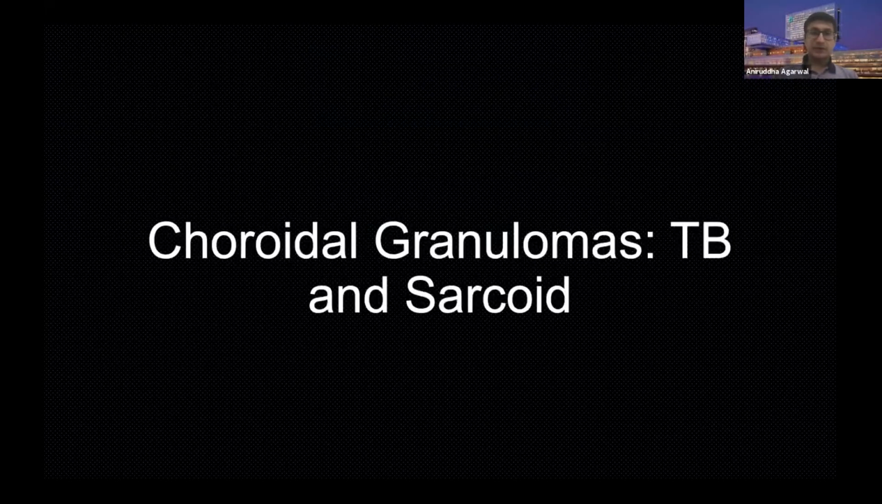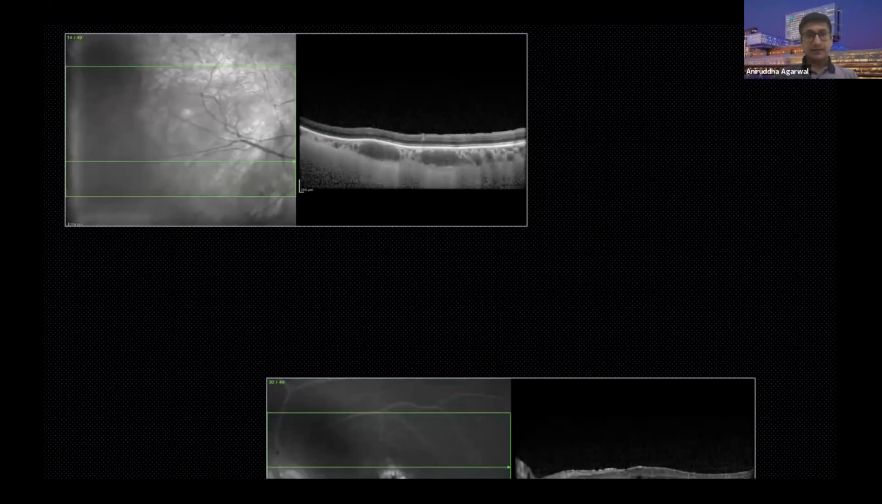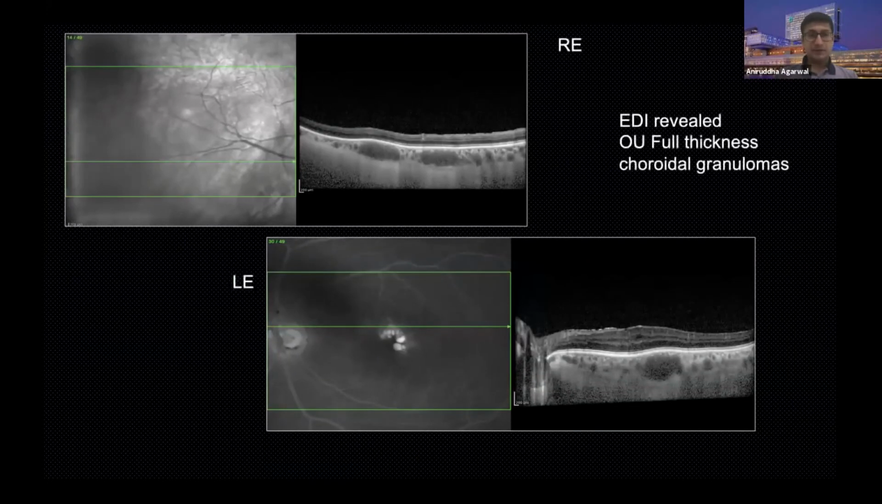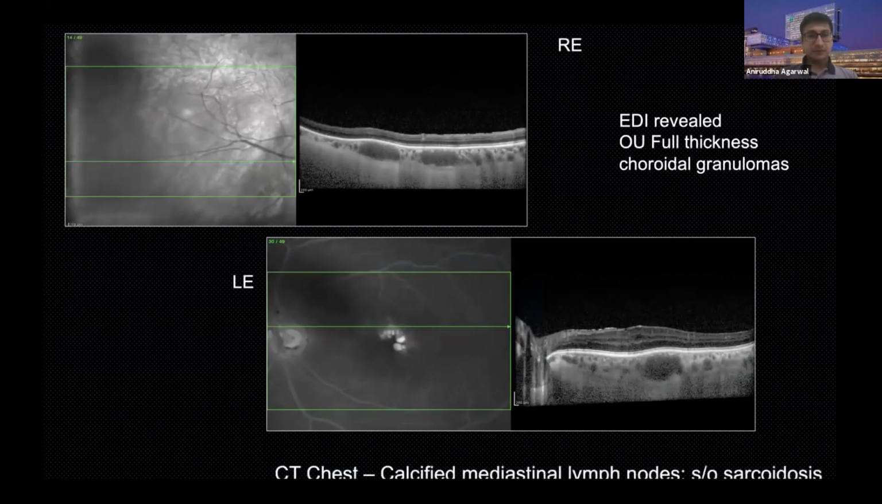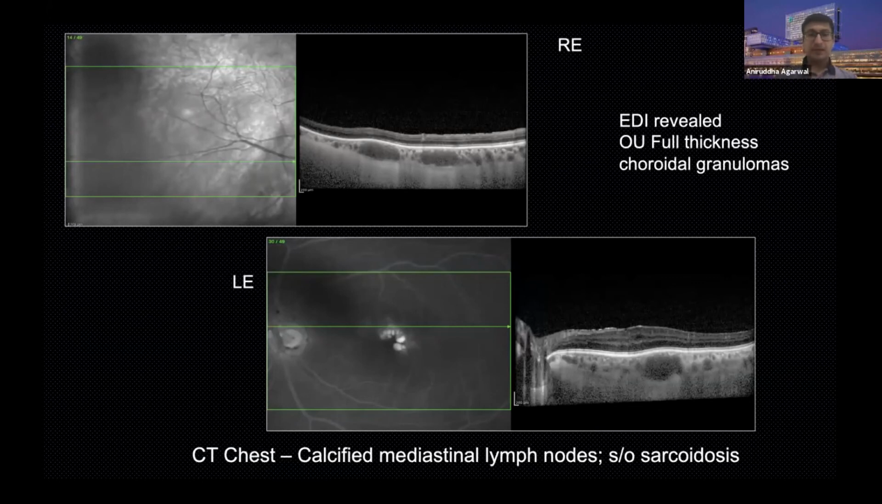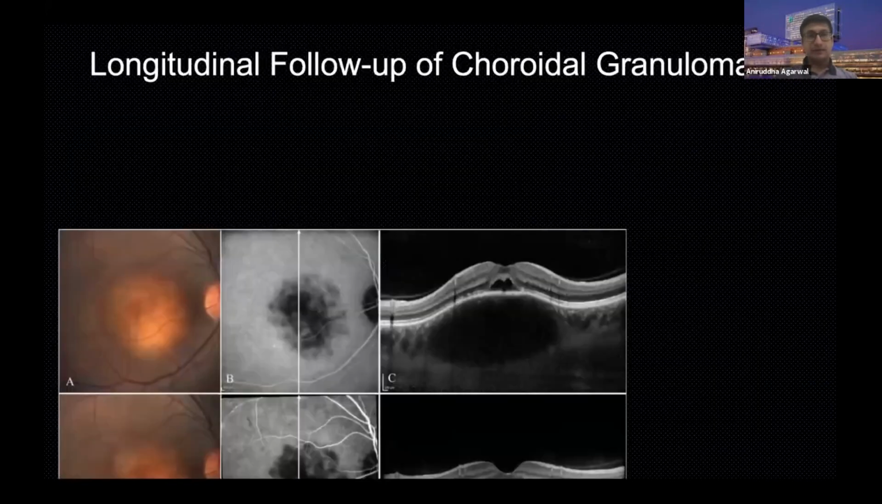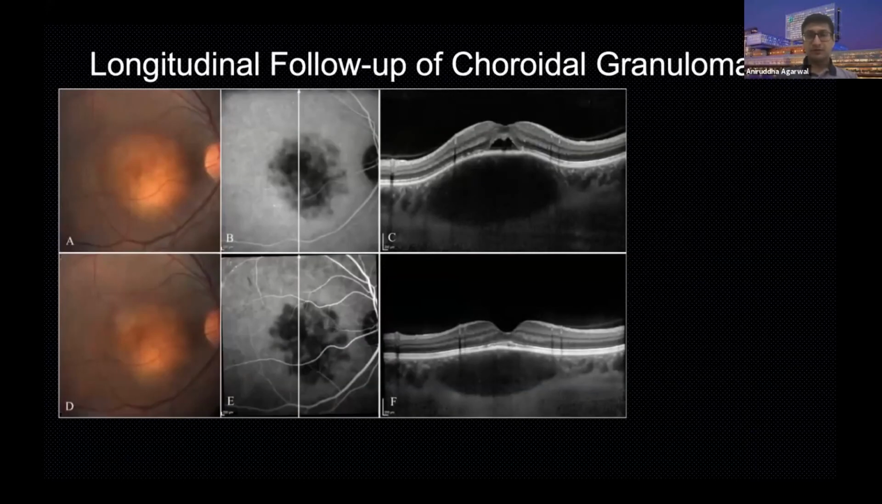Finally, I'd just like to conclude by showing you a couple of cases of TB and sarcoid choroidal granulomas. We all know that imaging of the choroidal granulomas is possible with EDI OCT, and this work was published by Alessandro here, 2016 and 17. And it's very useful to detect granulomas in sarcoid and TB. And we have also performed longitudinal follow-up of these choroidal granulomas. Again, these are beautiful images taken by Alessandro, where he shows reduction in the dimensions of the granuloma on EDI OCT.